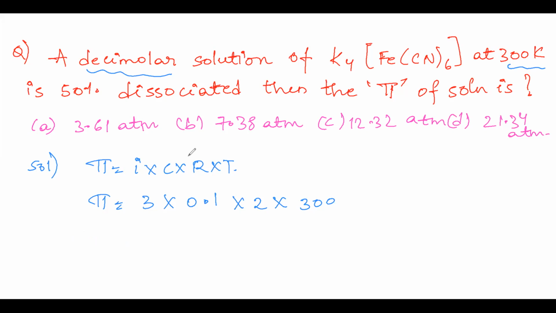Gas constant value. When the unit is liter atmosphere, you use the R value of 1.98, which is about 2. So 3 into 0.1 decimolar solution: decimolar means 0.1, which equals 10 to the power of minus 1.